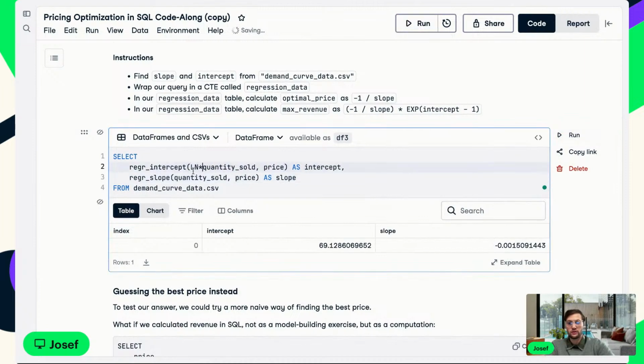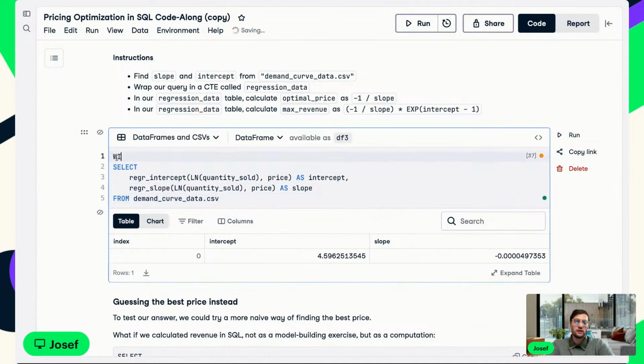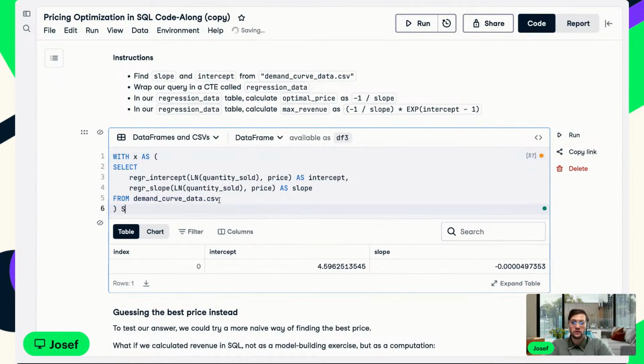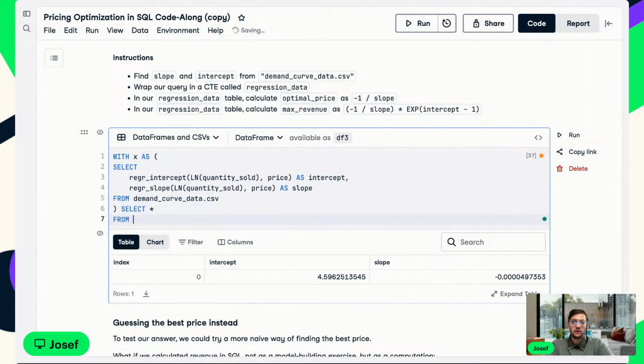Okay, sorry to do it twice. I just didn't recognize the numbers, but I realized it was only because I was working with a natural logarithm system. So I wouldn't have recognized the numbers. Okay, so let's do our CTE again. Back to the CTEs with X as select star from X, remember.